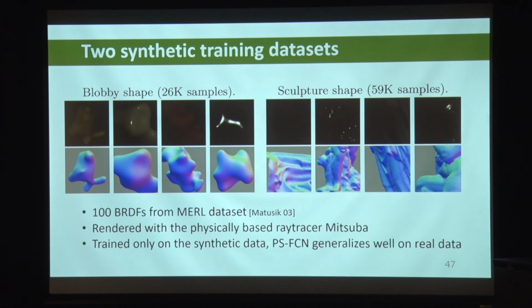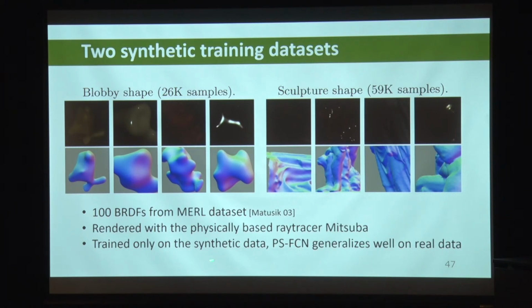The training data is similar to the DPSN. It also uses the blobby shape, and the BRDFs are 100 BRDFs from the MERL dataset. But because this kind of shape is smooth, and for photometric stereo we are always interested in getting very highly detailed geometric estimation, they add geometries with more details from another sculptured shape. This is rendered with the physically based ray tracer Mitsuba. So this is also very useful in computer vision as well.